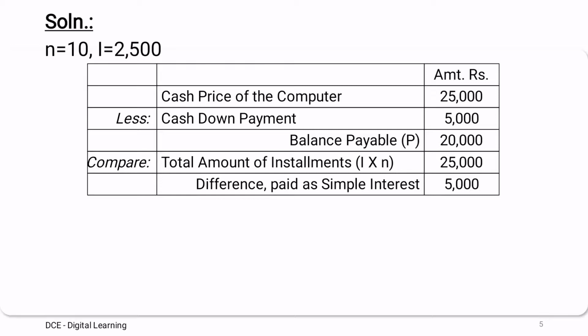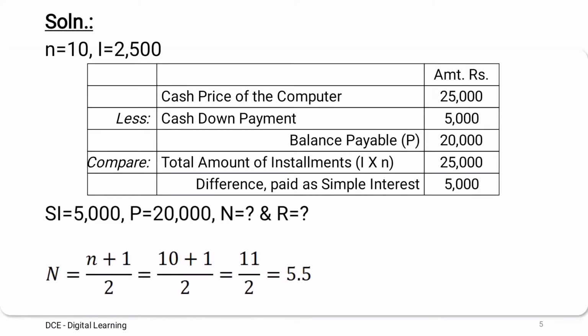So cash price of the computer is 25,000, down payment is 5,000, balance payable will be 20,000. If you compare this balance payable 20,000 with the total amount of installments, 10 monthly installments of rupees 2,500 each, 10 into 2,500 is 25,000. The difference between the total amount of installments and balance payable 20,000 is the simple interest payable by Sachin. So simple interest is 5,000 and balance payable P is 20,000.